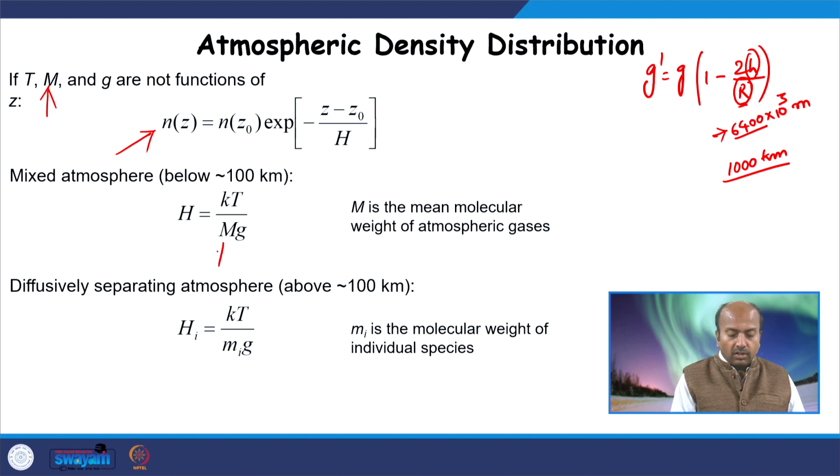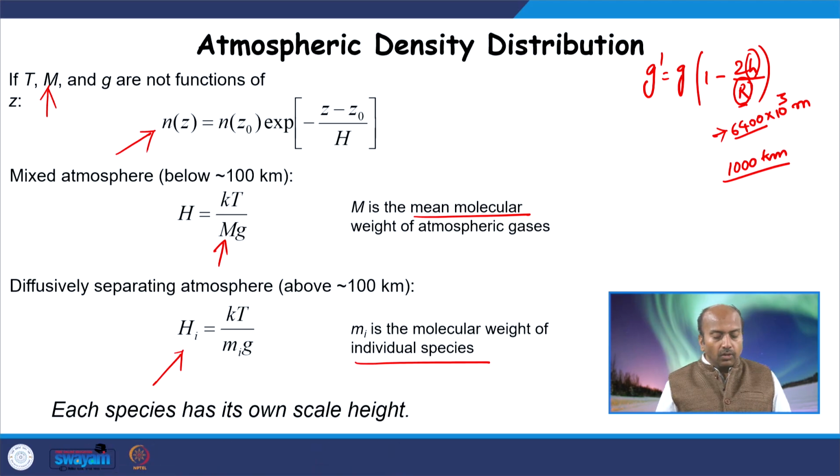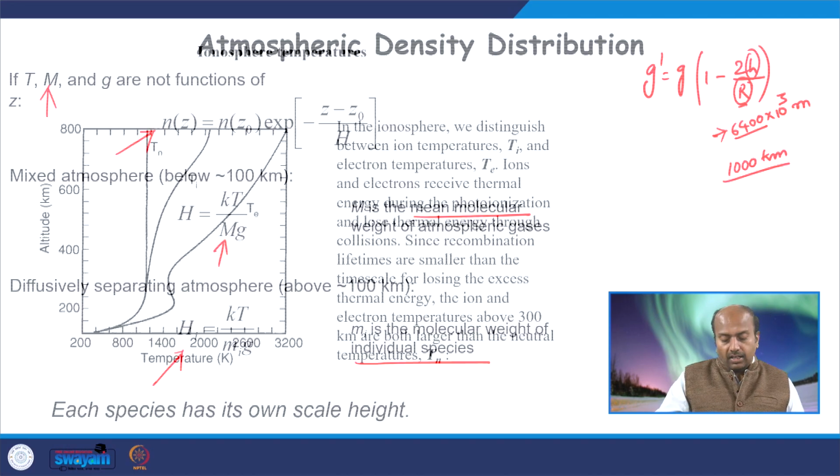Earlier, we have used capital M to be the mean molecular weight. Here, in the diffusive equilibrium dominated atmosphere, we use the mean molecular weight of the individual species. So, this is how the scale height starts to behave differently in the ionosphere. So, each species has its own scale height.